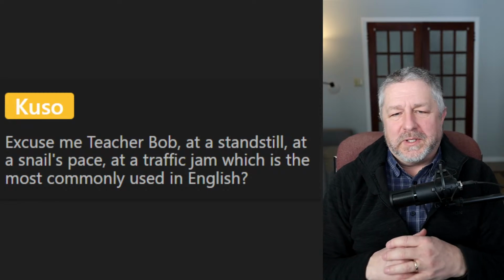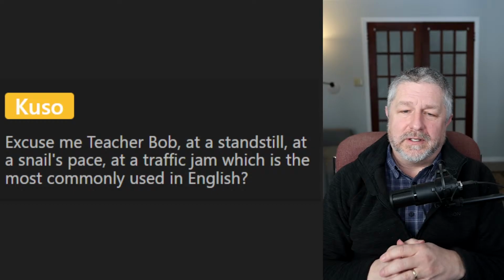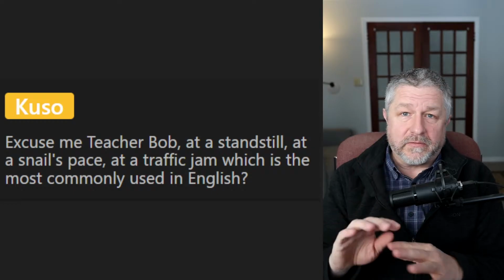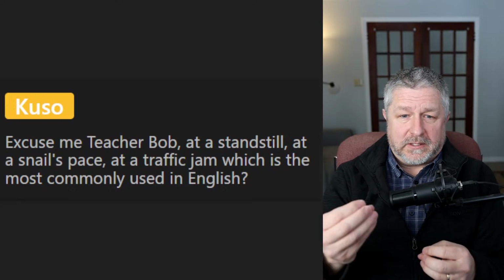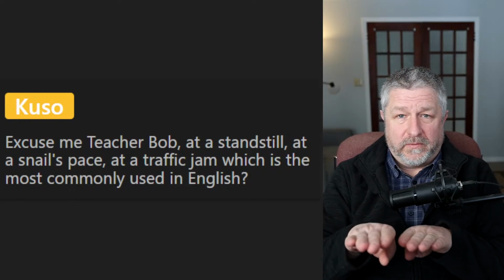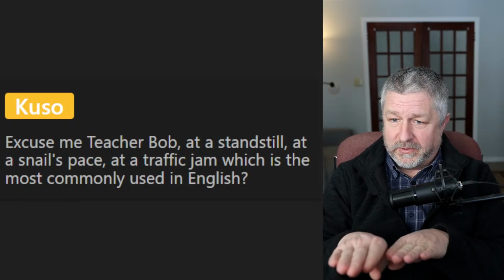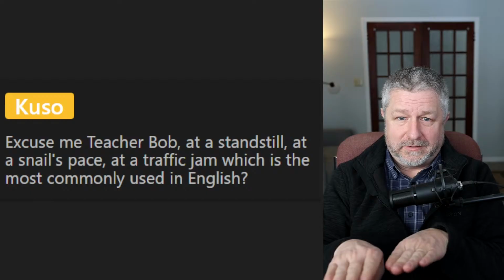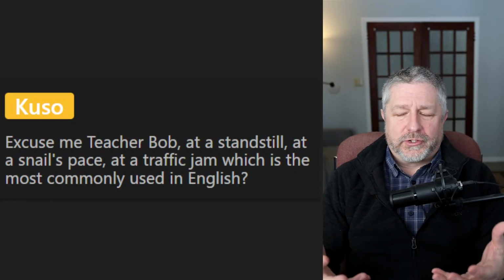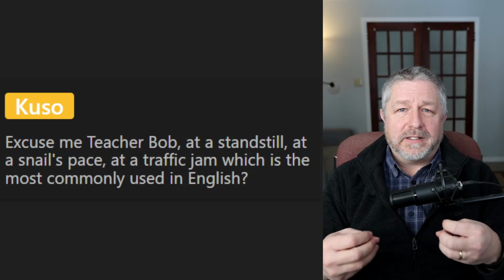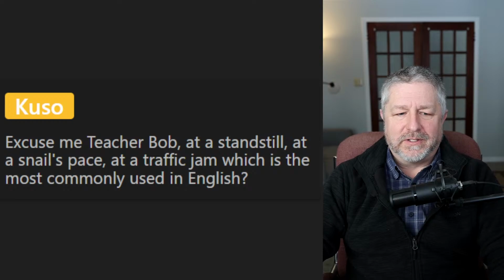From Kuso: excuse me, Teacher Bob, at a standstill, at a snail's pace, at a traffic jam, which is most commonly used in English? They all have slightly different meanings. I could say traffic was moving at a snail's pace. That means that cars are moving very slowly. If I say traffic was at a standstill, it means they're not moving. Like you're just stuck. You're not going anywhere. And then traffic jam would just be a general term for traffic that is either at a standstill or at a snail's pace or moving very, very slowly.